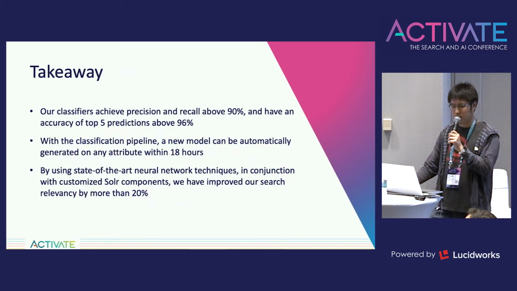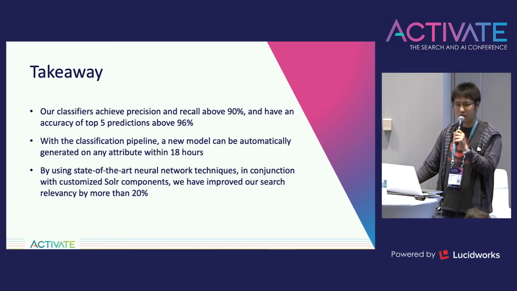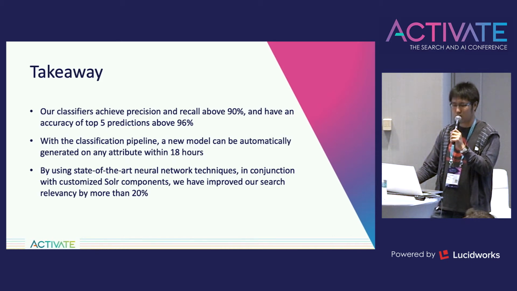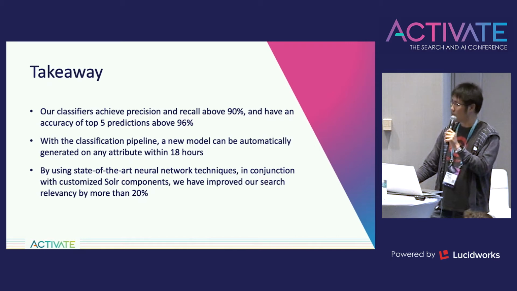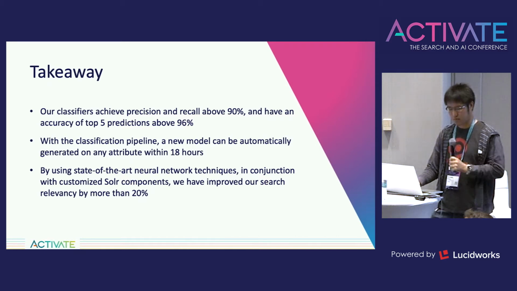So the takeaway from this presentation is that our classifiers can achieve precision and recall above 90%, and an accuracy of top 5 prediction above 96%. And with the classification pipeline, a new model can be automatically generated on any attribute within 18 hours. By using state-of-the-art neural network techniques in conjunction with customized Solr components, we have improved our search relevancy by more than 20%. Thank you.